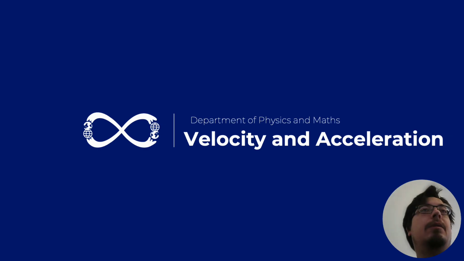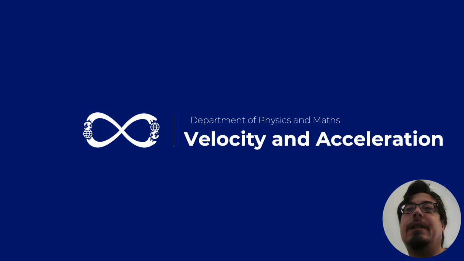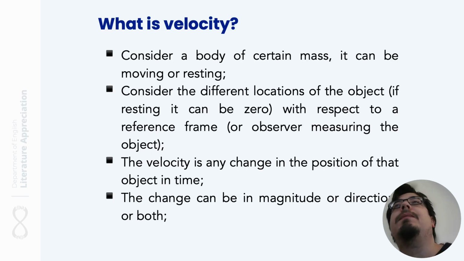Those are two quantities, vectorial quantities, so those are vectors, for which we experience some effect every day. I will go from definition, example, and some exercise at the end. Okay, so what is velocity?